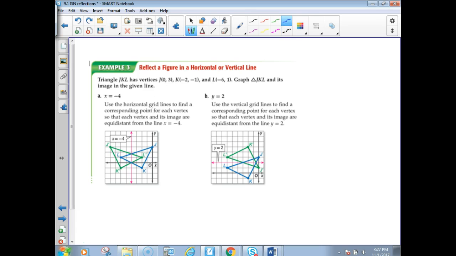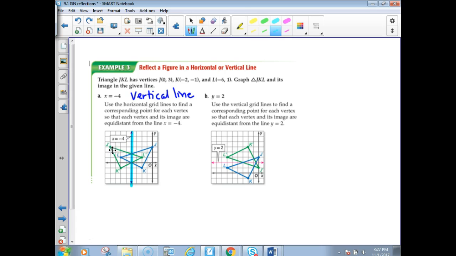X equals -4 is a vertical line. And that line, I want to highlight that line in that picture. The vertical line at x equals -4. You see how there's the origin, 0, 0, 1, 2, 3, 4. They drew this vertical line. Okay, and then they reflected that figure using that as where you count from.